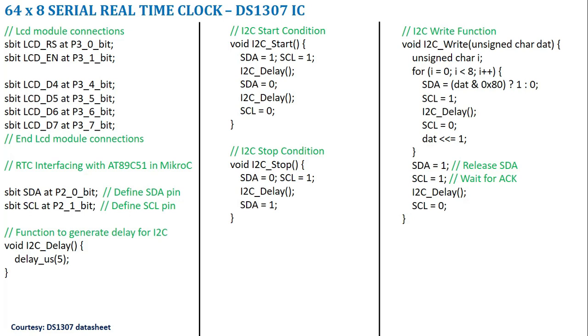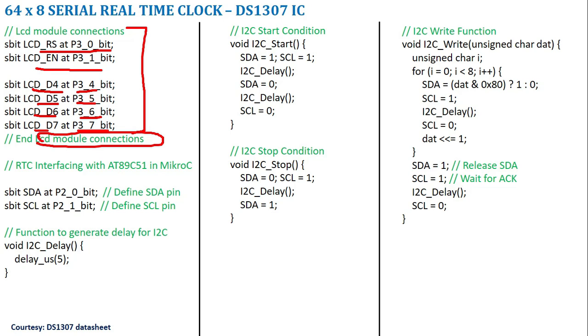So first we do the LCD initialization, where LCD RS is connected to 3.0, the enable line is connected to 3.1, and the RW bar line of your LCD will be grounded. And LCD's D4 will be connected to 3.4, D5 to 3.5, D6 to 3.6, and D7 to 3.7. So this indicates the LCD module connections.